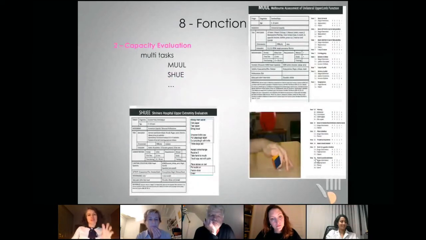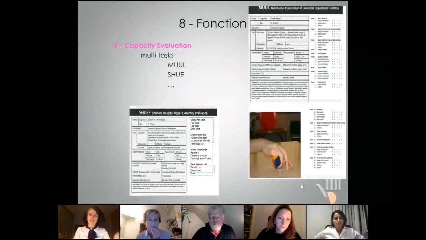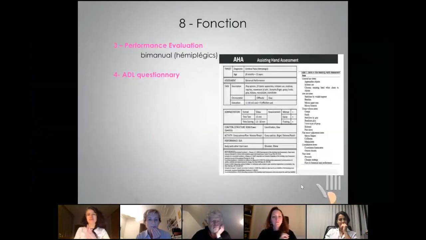We also check the capacity of the patient with multitask tests, like MUL, CHU. There are a lot of tests that exist, and each rehab center uses its own test. It would be nice to have all the same in order to know what we are talking about, but there are really a lot, and none of them gives all the results. So sometimes you can have some results with one test and some with others.